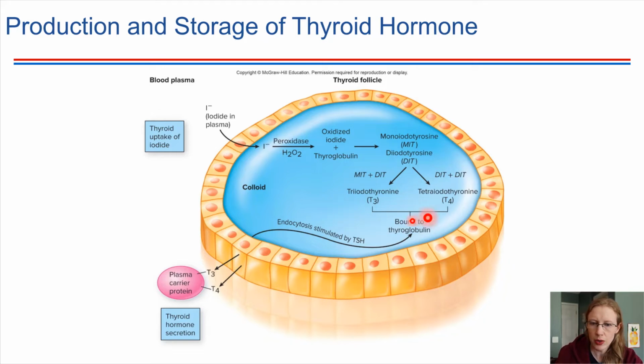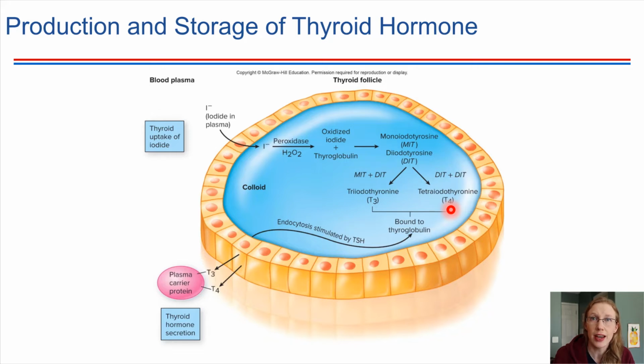So when will these be released? These are going to be released when thyroid stimulating hormone binds to the thyroid gland. There are receptors for thyroid stimulating hormone. And this comes from the pituitary gland, which is in turn triggered by the hypothalamus. Okay, so if TSH, thyroid stimulating hormone, binds to its receptors, then that will cause these follicular cells to endocytose T3 and T4 from the colloid space.